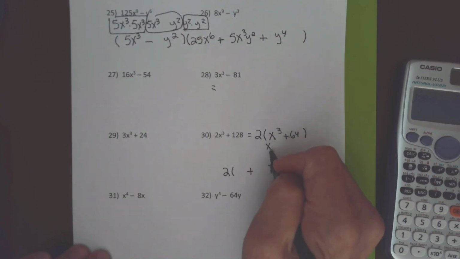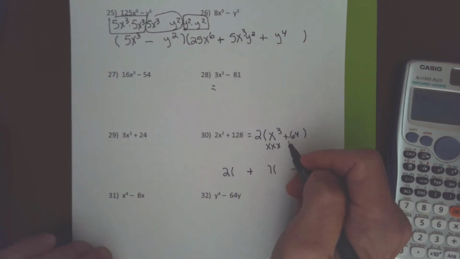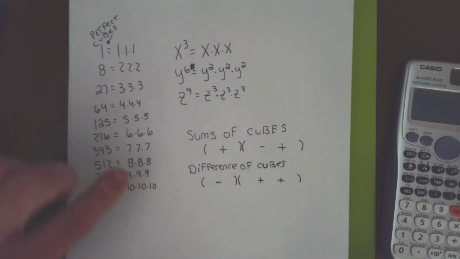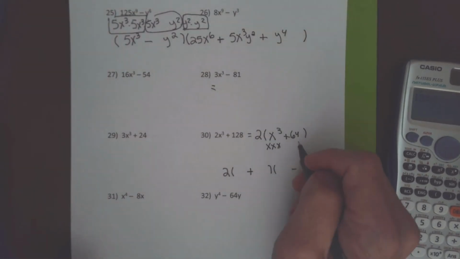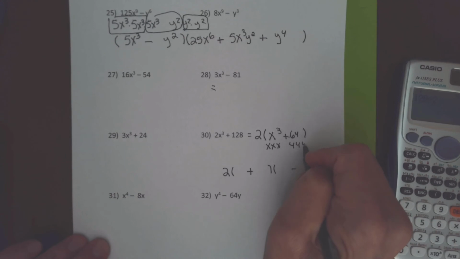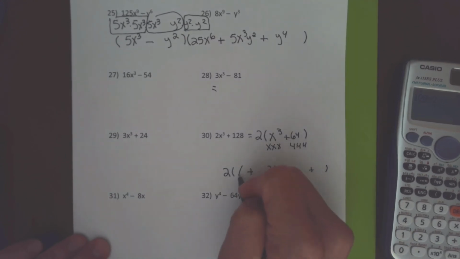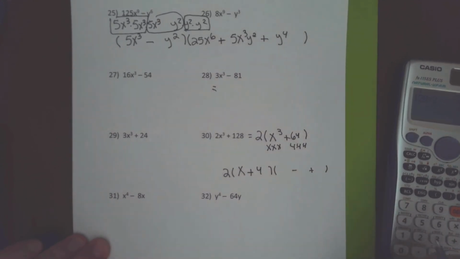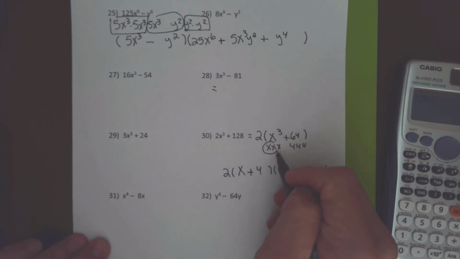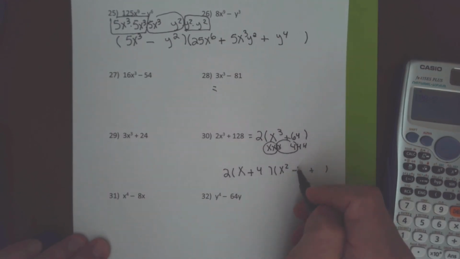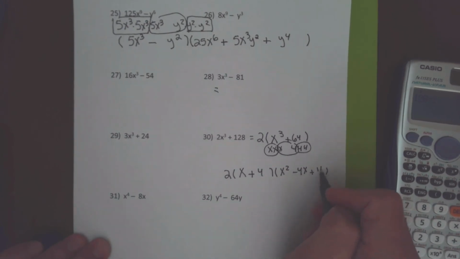Underneath the x cubed, I'm going to write 3 x's. Underneath the 64, I'm going to write 3 4s. Now my double parentheses, I get 1x and 1 4 to lead off the first parentheses. Second parentheses, x times x leads it off, that's x squared. X times 4 is in the middle, and that's 4x. 4 times 4 ends it up, that's 16.